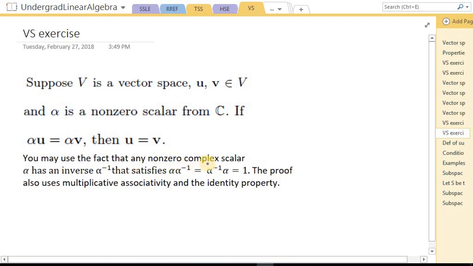So you may use the fact that any non-zero complex scalar alpha has an inverse, alpha inverse, that satisfies alpha inverse times alpha equals 1. So this is just like the real numbers. You can always find the inverse of a non-zero real number. Turns out you can always find the inverse of a non-zero complex number. All right. In order to prove this, you will need to use multiplicative associativity and the identity property. So you can try this, and as I said, the answer is in the answer key to the book. All right.